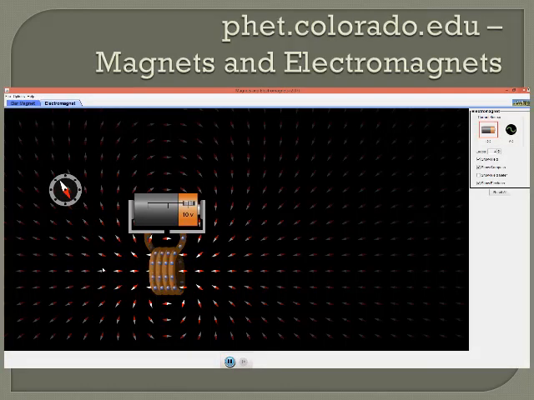Okay, so remember the simulation that I was playing with just a few slides ago? This is the same simulation. The only difference is that I have now selected the electromagnet tab. So what we see here is a coil of wire that's attached to a battery, and so we actually have set up a current. There's current flowing through the wire, and those little blue dots are supposed to be charges or electrons that are moving through the wire.